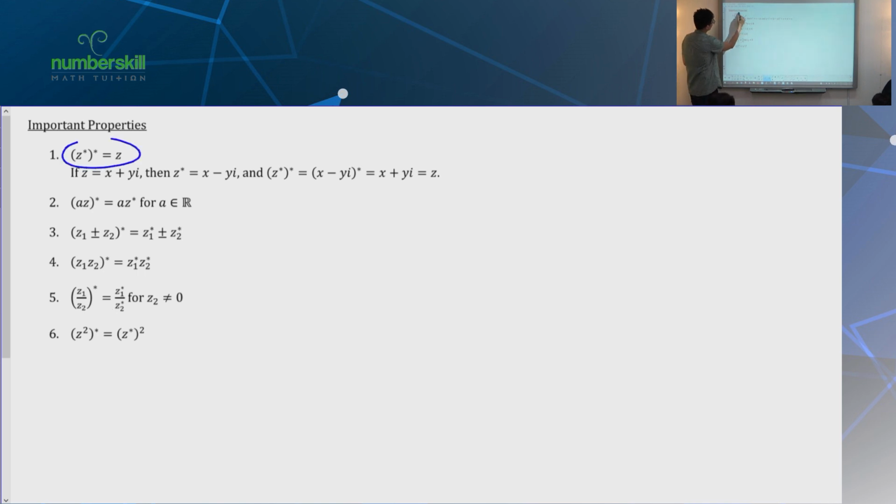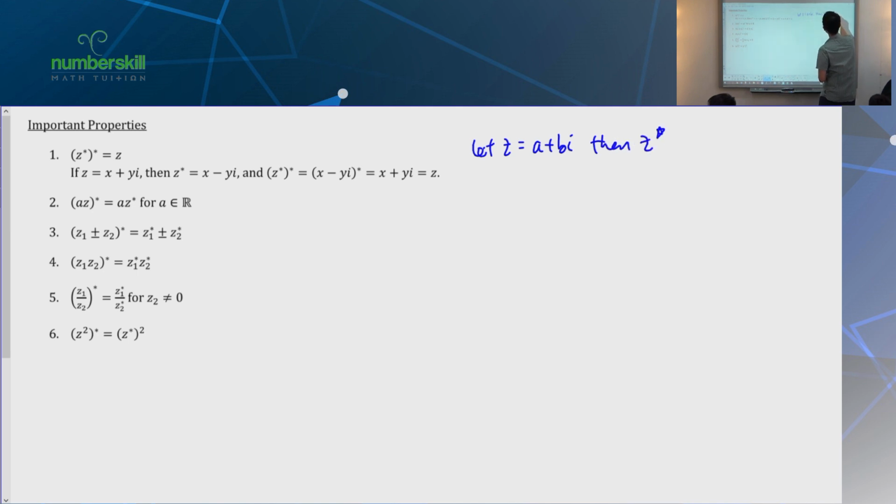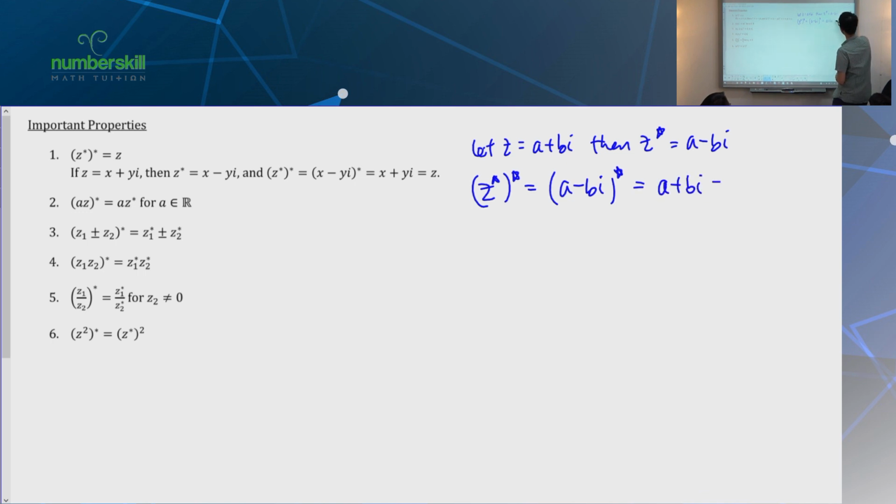Actually, everything is quite easy to prove. For example, like this one: the conjugate of Z conjugate is Z itself. It sounds quite scary to imagine why, but the idea is not difficult. Imagine you let Z be equal to a plus bi. Then Z star will be a minus bi. So Z star star will be a minus bi star, and a minus bi star will be a plus bi, which will be Z. So this property is not difficult to understand. Similarly for the rest, they are all quite provable.